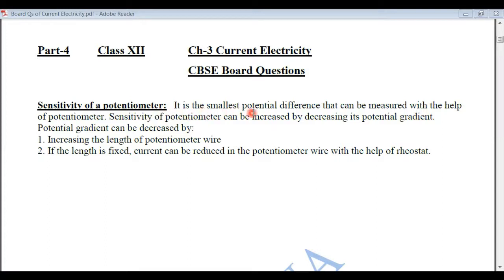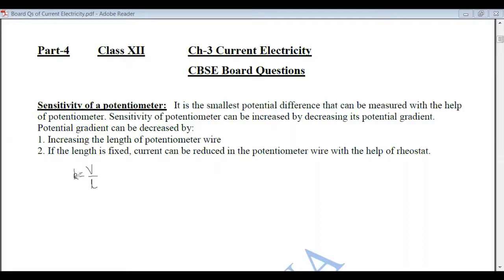The sensitivity of a potentiometer is defined as the smallest potential difference which can be measured with the help of a potentiometer. Now the sensitivity of a potentiometer can be increased by decreasing its potential gradient. We know that the potential gradient is given by V upon L. So in order to decrease the potential gradient, the length of the potentiometer wire should be increased.